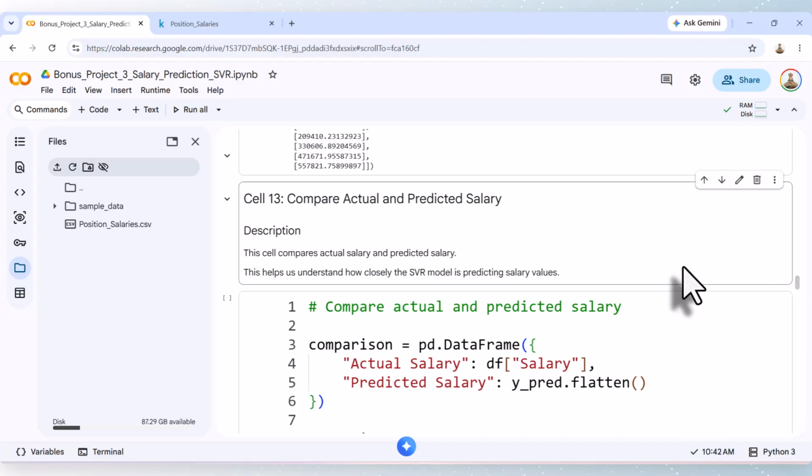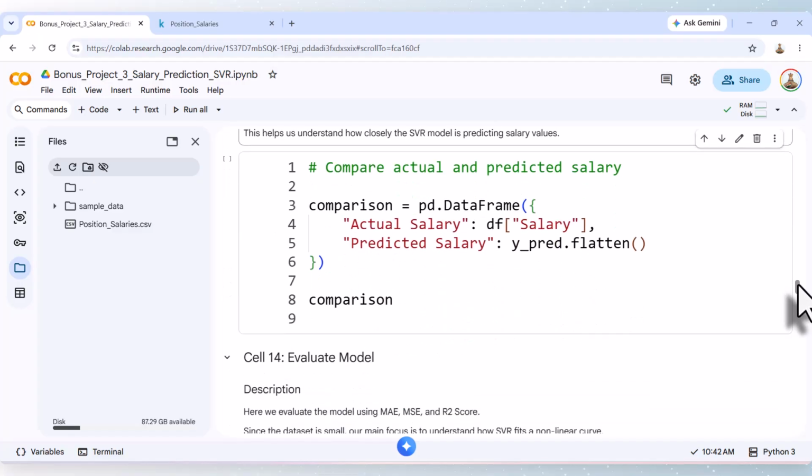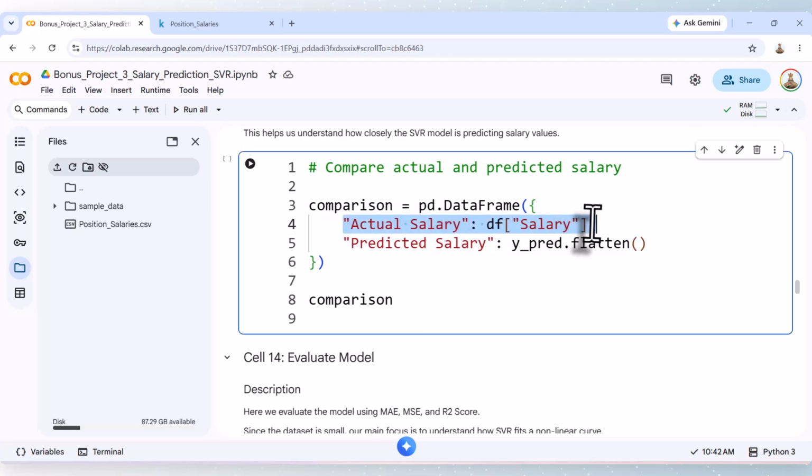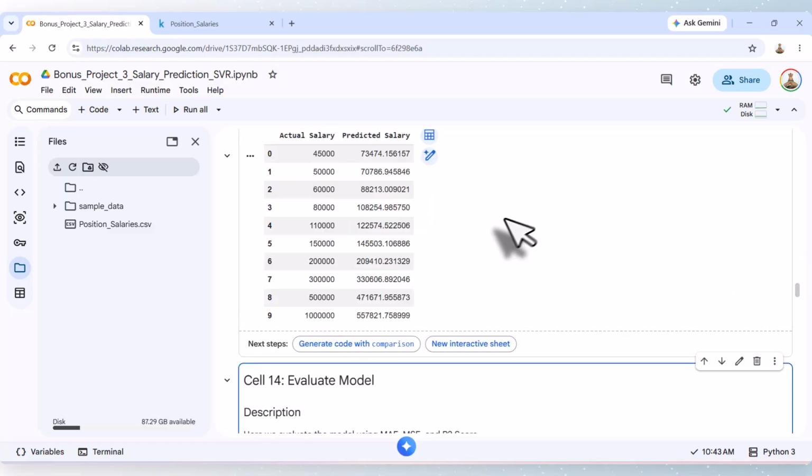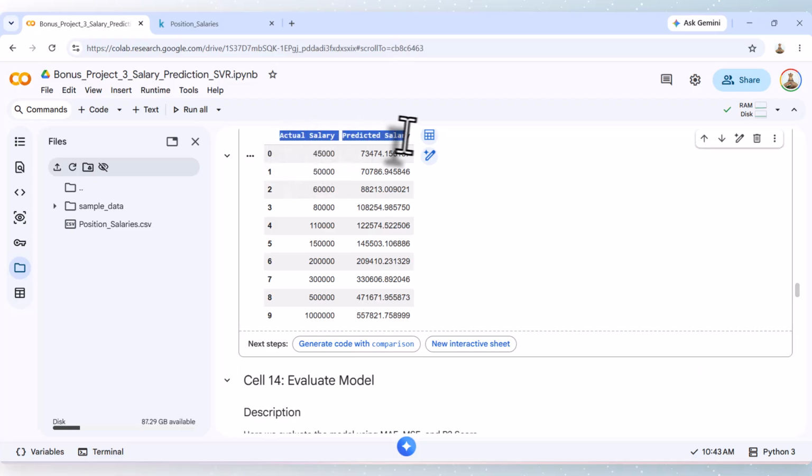Now compare actual and predicted salary. So in this cell, we are going to compare the actual salary and the predicted salary. I am creating a data frame for that: pd.DataFrame, where the actual salary is df of salary, and the predicted salary is y_pred.flatten. If it is two-dimensional, it will make it a single row. Then I am going to display it. So this is the actual salary and the predicted salary here.